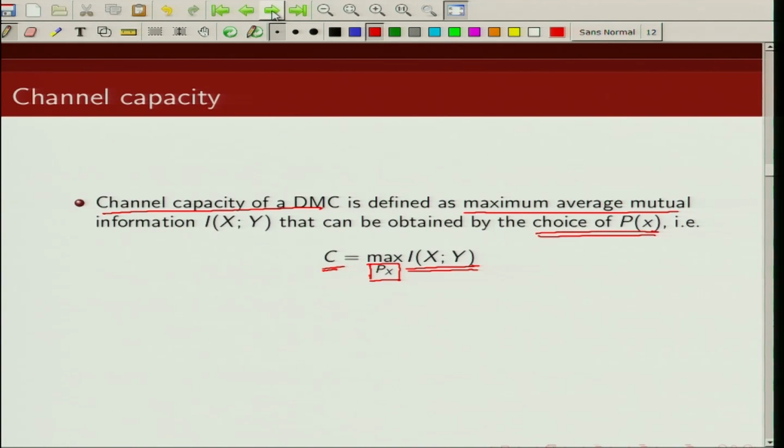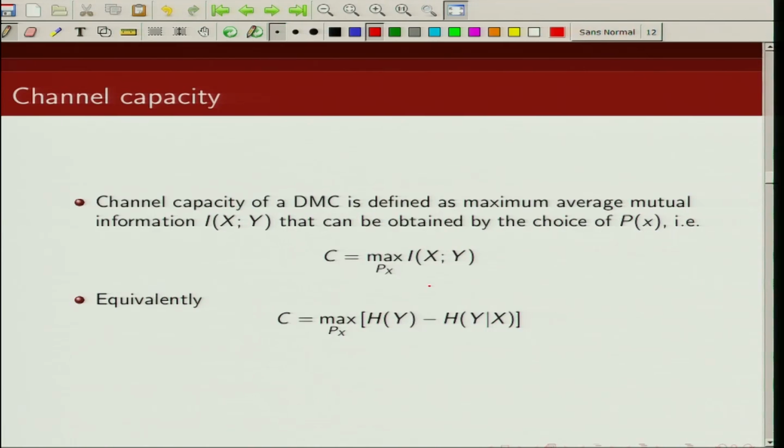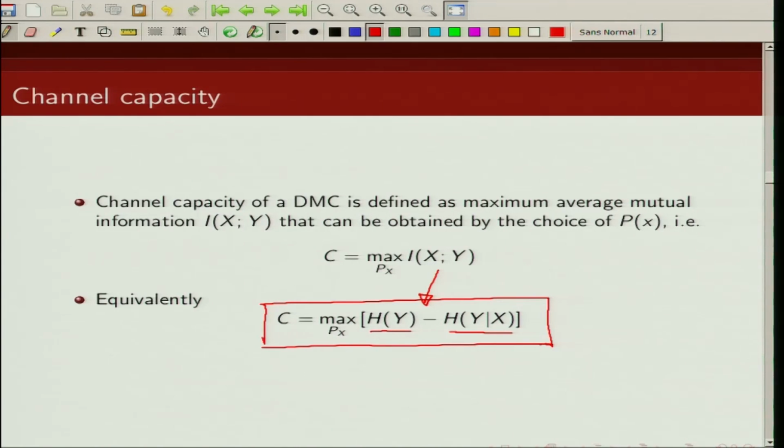Now, from the definition of mutual information, we can also write it as uncertainty in y minus uncertainty in y given x. So, equivalently, we can write the expression of capacity as maximizing the difference between H of y minus H of y given x, maximizing over all possible input distributions P of x.